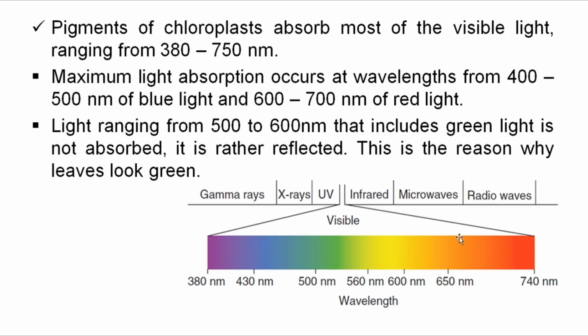And the light range from 500 to 600 nanometers, that includes green light, is not absorbed. It is rather what? Reflected. That is the reason why leaves look green. Yes, so the light range from 500 to 600 nanometers that includes green light is not absorbed. So this range is not absorbed. This green light is not absorbed, rather it is reflected. That's the reason why leaves look green.